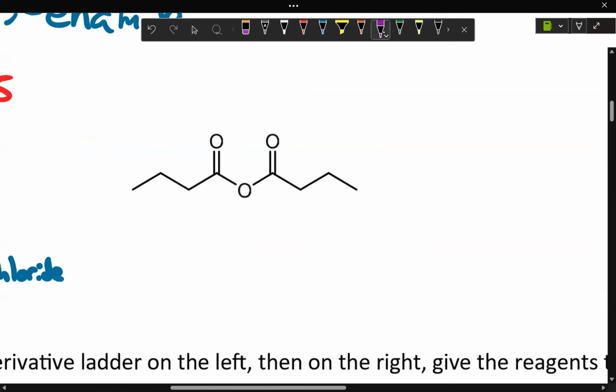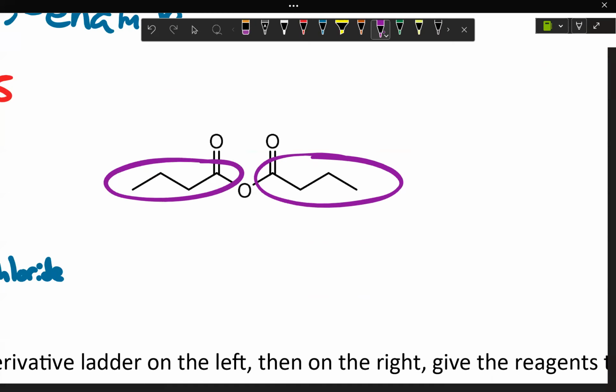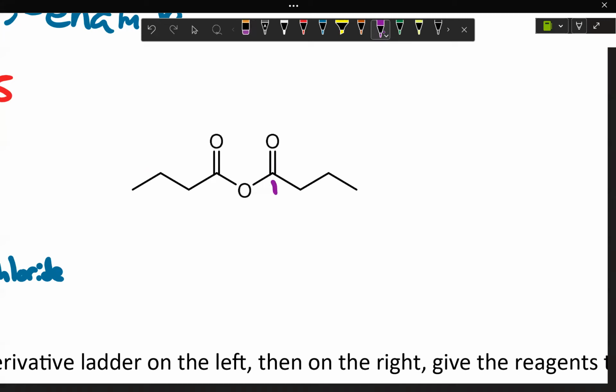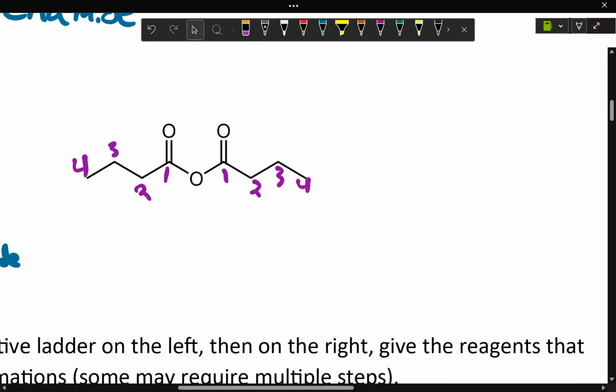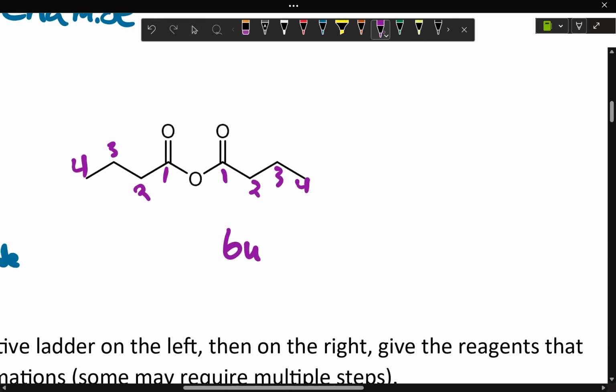Last one, we have a symmetrical anhydride, so that actually makes it easier to name because we can just combine each side of the anhydride into the same part of the name. So first, let's number the carbon chains coming off of them. They both have 4 carbons coming off of them, so 4 is but. No alkenes or alkynes, so butan.